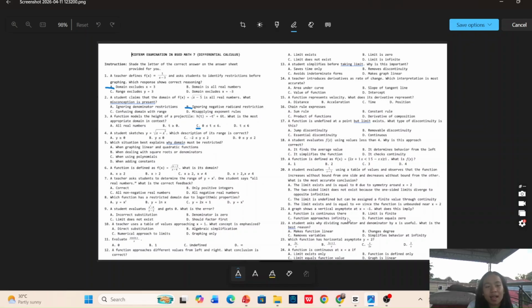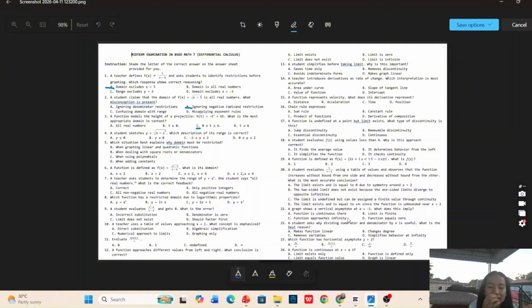Number 6, a function is defined as f of x equals the square root of x minus 2 all over x minus 4. What is its domain? The options are A, x is greater than or equal to 2, B, x is greater than 2, C, x is greater than or equal to 2 and x is not equal to 4, or letter D, x is greater than 2 and x is not equal to 4.